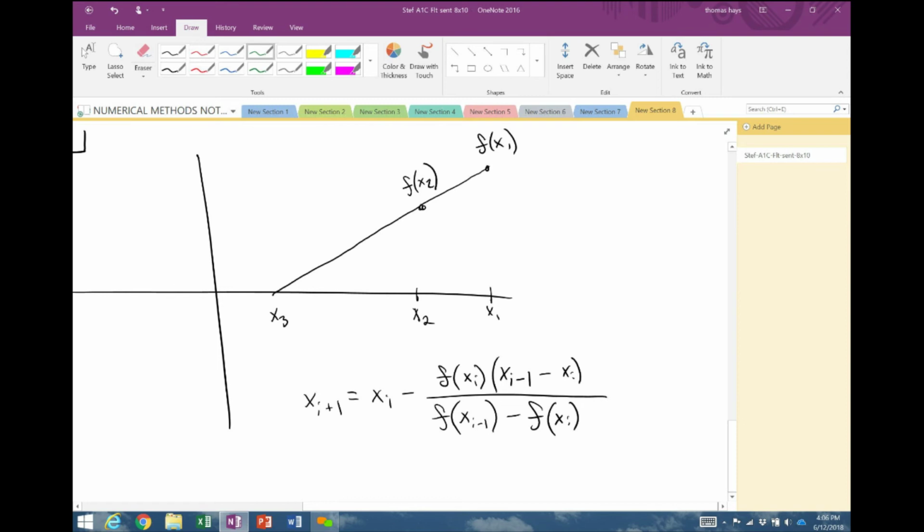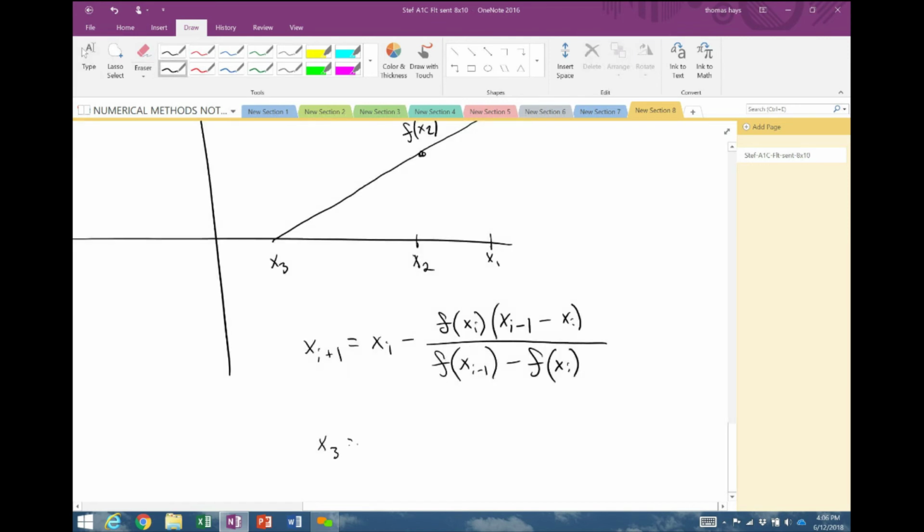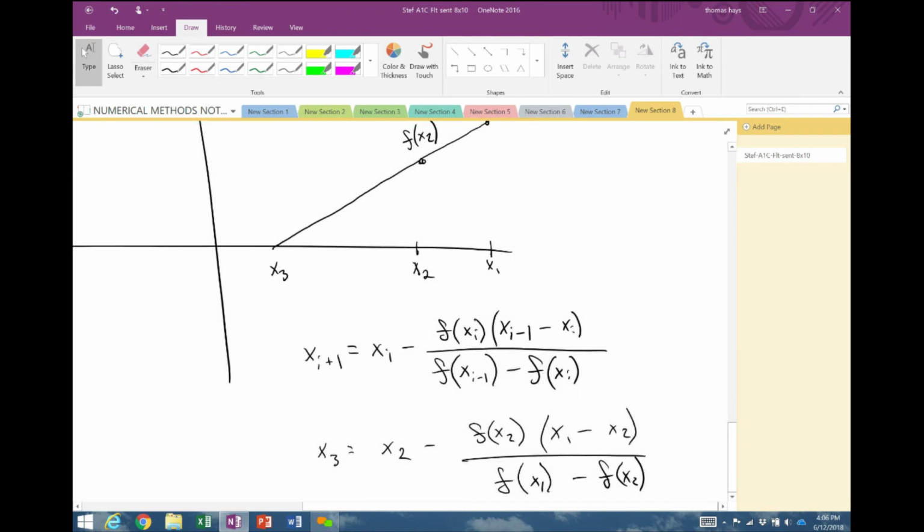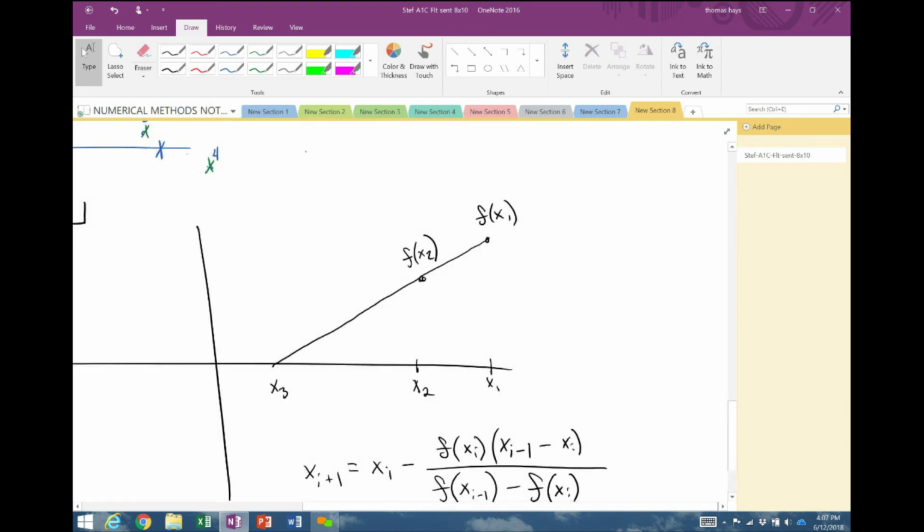So you need to have knowledge of 2 preceding points to estimate the third. The nice thing is, as you do this update, you've located x of i plus 1, which really, if we plug in the true subscripts, becomes x3 equals x2 minus the functional evaluation of x2, times x1 minus x2, divided by the functional value of x1 minus the functional value of x2. So that is essentially the change in distance divided by change in height, scaled by the functional value of x2, giving you the offset to locate the x location of x3.